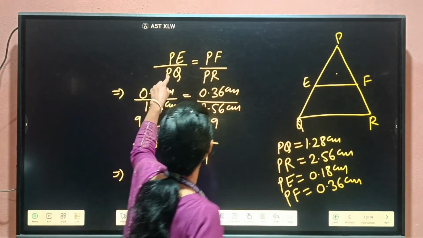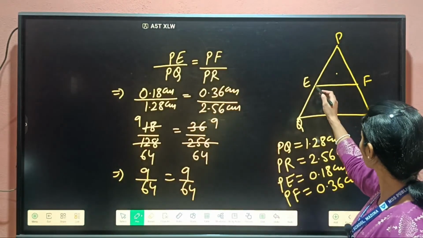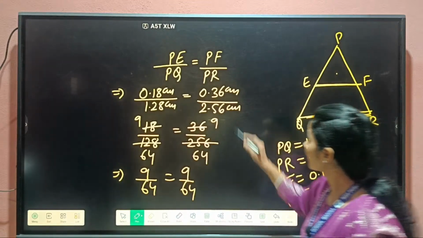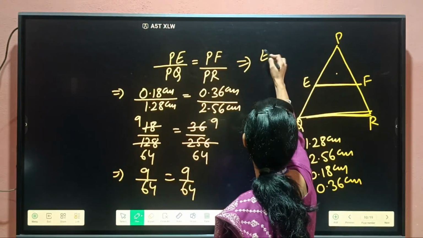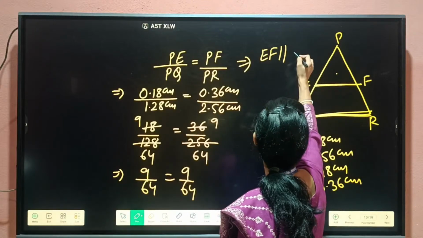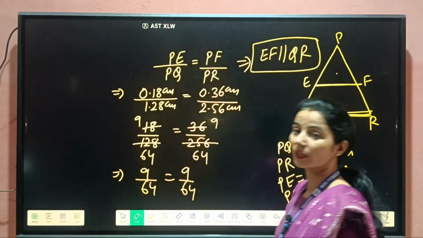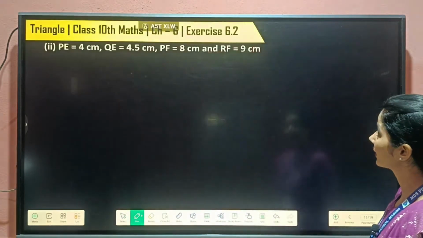We got PE by PQ is equal to PF by PR. If this ratio is equal, then we can say EF is parallel to QR. Now question number 2 is completed. Let us start the next question.